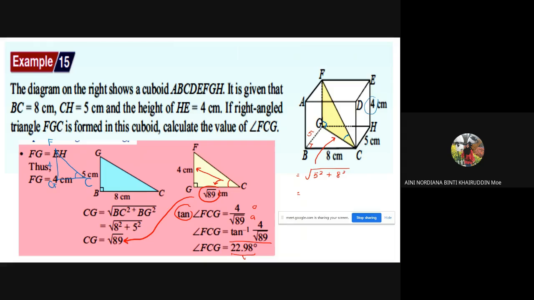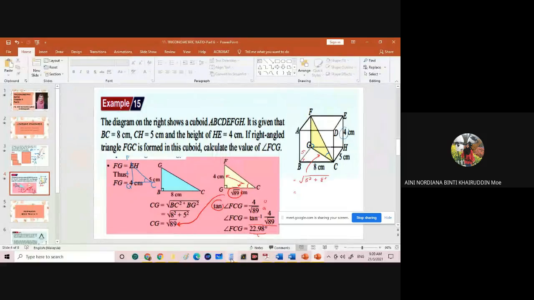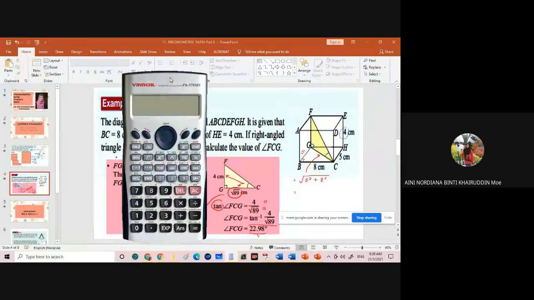So I'll show you using the calculator. So how to calculate this? First, press the shift button for tangent inverse. So shift tangent. So this is tangent inverse. And then put a bracket, 4 over square root 89.